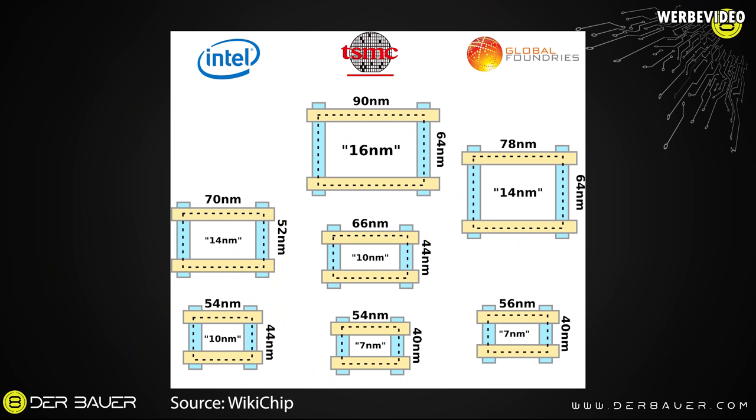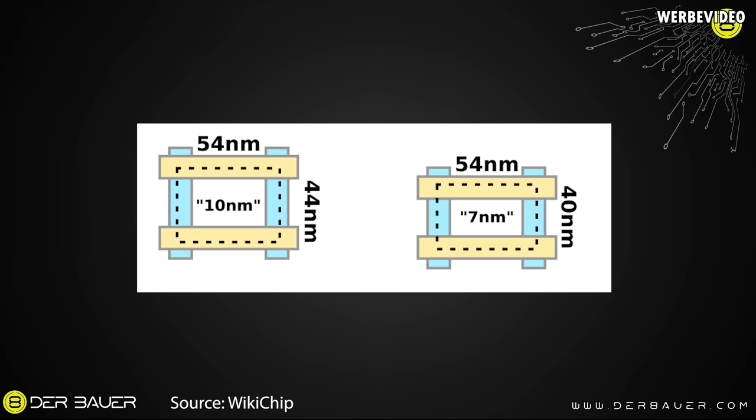Comparing different processes, for example, the TSMC 7-nanometer versus the Intel 10-nanometer, you're also often looking at the SRAM cell size. For example, TSMC 7-nanometer with 54x40 nanometer, and Intel's 10-nanometer with 54x44 nanometer. And this way you maybe got an impression now of what this SRAM cell looks like.